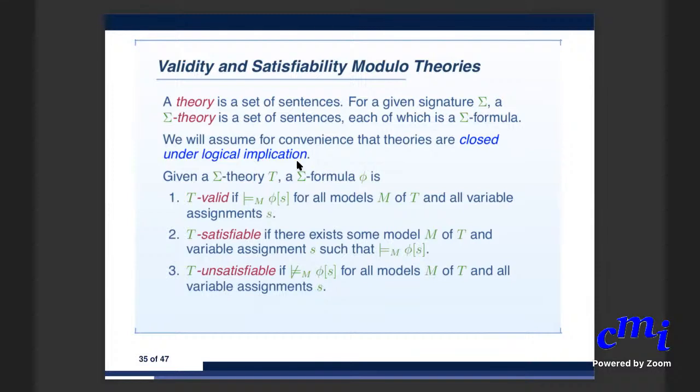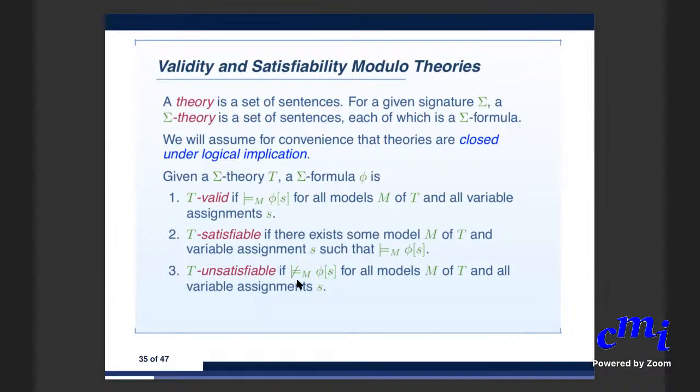You can extend this notion. So we say that a formula is T-valid if and only if, for all models that satisfy the theory T, which means every formula in that, and for all variable assignments, your formula has to be true. Similarly, it is T-satisfiable if there exists some model M of T and a variable assignment such that phi, that formula, is true for that model and for that valuation.